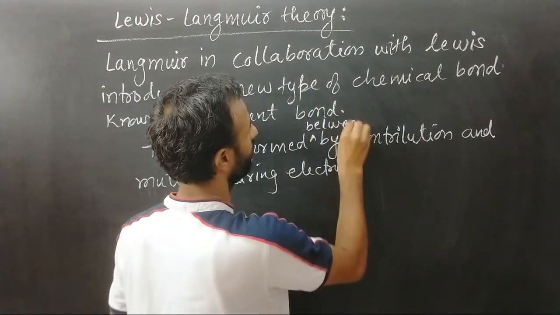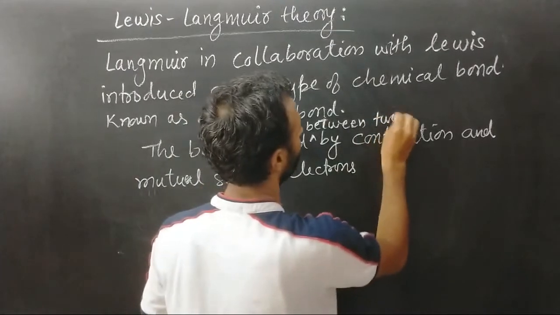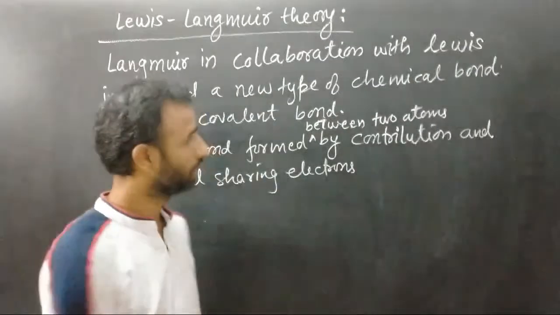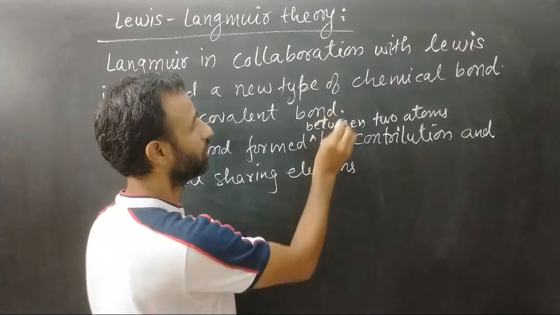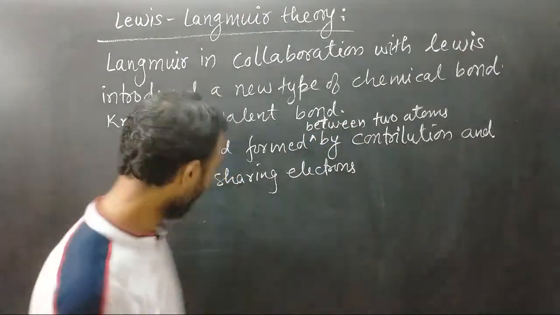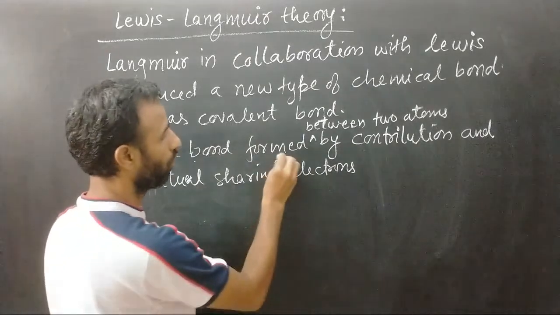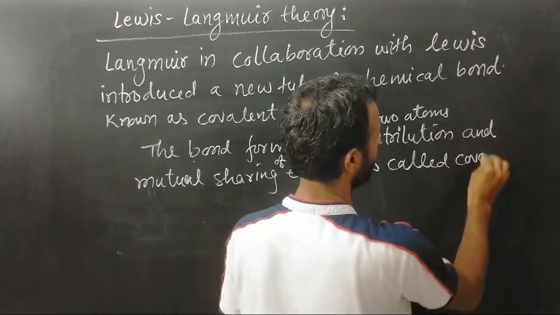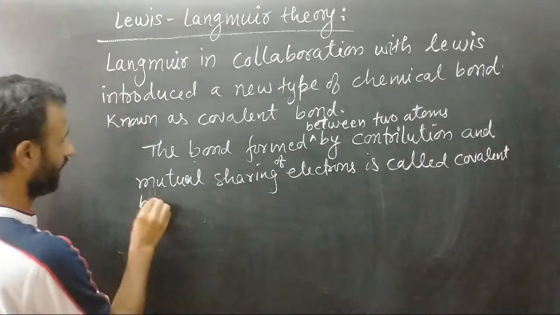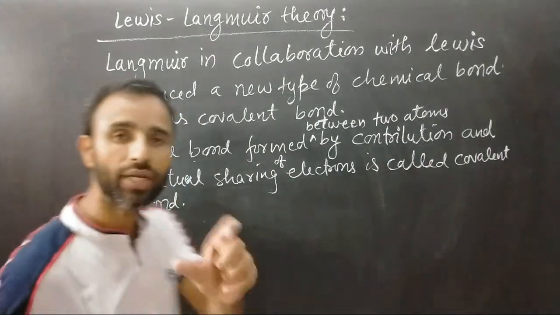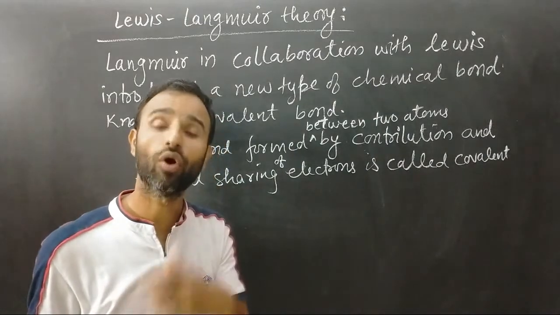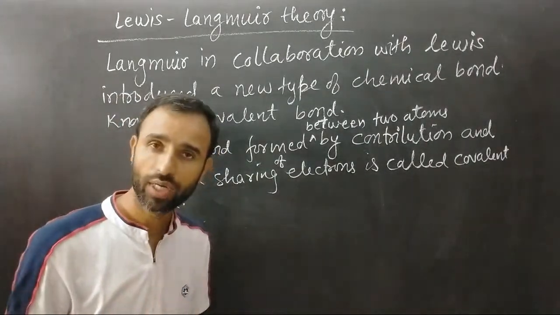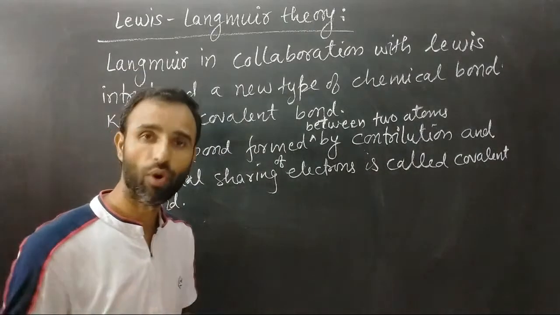The bond formed between two atoms, and these two atoms may be similar or different. Bond formed between two atoms by contribution and mutual sharing of electrons is called covalent bond. And they may share one pair or two pairs or three pairs of electrons, and accordingly they lead to the formation of single bond, double bond or triple bond respectively.